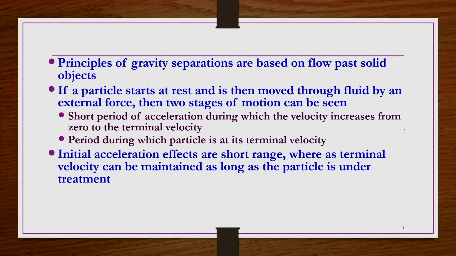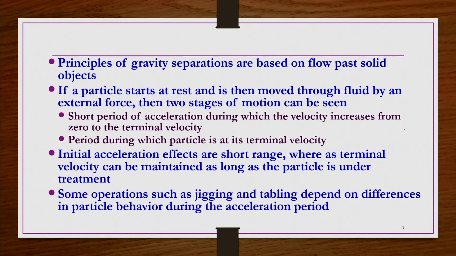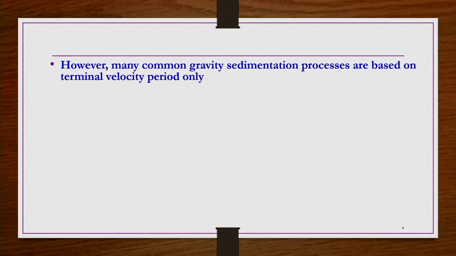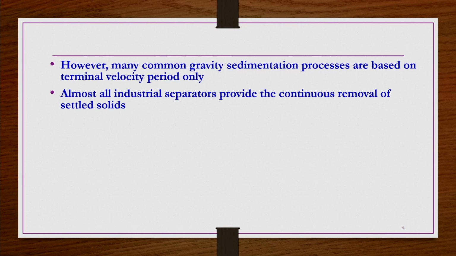Initial acceleration effects are short range, whereas terminal velocity can be maintained as long as the particle is under treatment. Some operations such as jigging and tabling depend on differences in particle behavior during the acceleration period, or the initial period where acceleration is important. But the majority of gravity sedimentation processes are based on the terminal velocity period only, where du by dt is equal to 0. Almost all industrial separators provide continuous removal of settled solids.